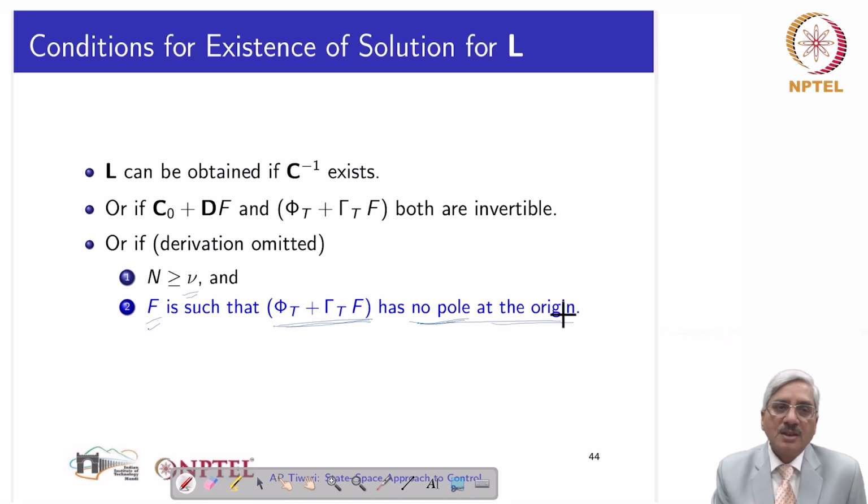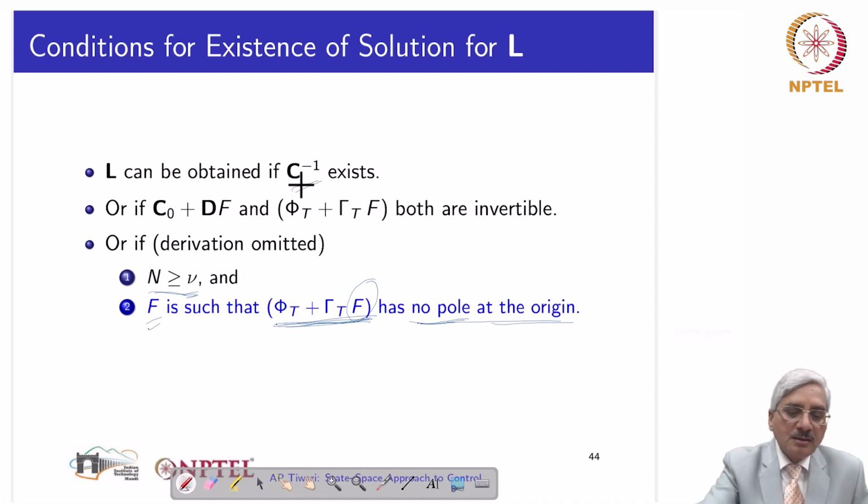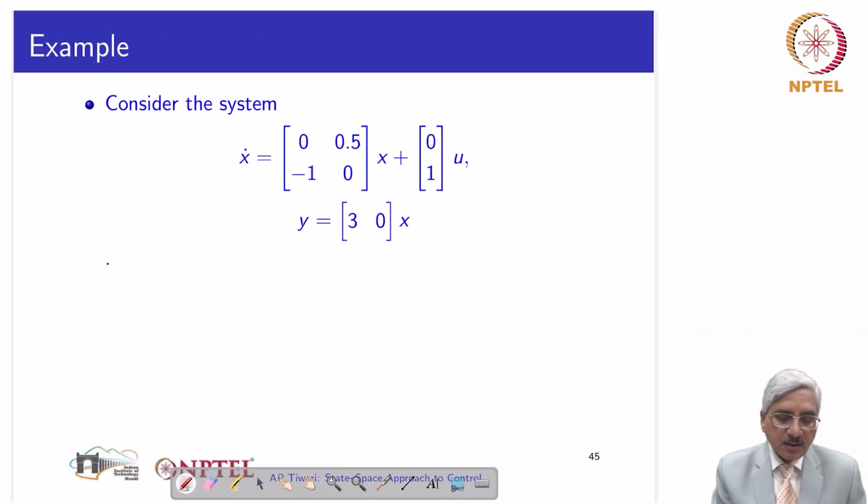It should have poles anywhere else but not at the origin. That is the restriction. So if the number of subintervals during one input sample interval is greater than the observability index of the system, and if the closed loop system matrix F, the closed loop system matrix with the state feedback gain F, has no poles at the origin, then C inverse will exist, and then LC equal to F, that equation can be solved. We consider one example.